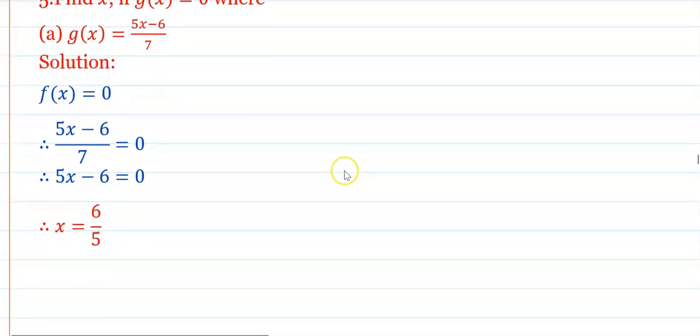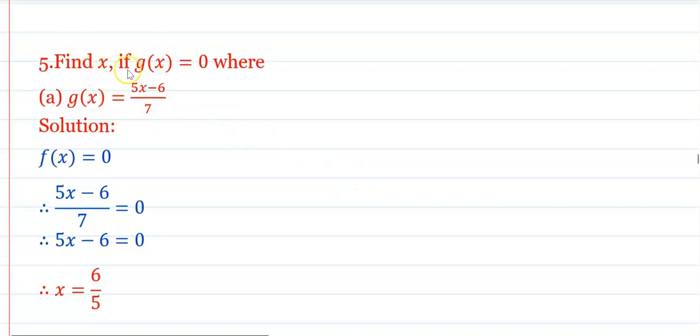Okay, now the next question. Find x if g of x is equals to 0. Okay, g of x किती आहे 5x minus 6 upon 7. Here g of x is equals to 0. Therefore 5x minus 6 upon 7 is equals to 0. Simplify करणार. हा 7 divided इकडे multiplied केल्यानंतर 0 into 7 that is 0. 5x minus 6 is equals to 0, and therefore 5x is equals to 6, and hence x is equals to 6 by 5. This is the value.